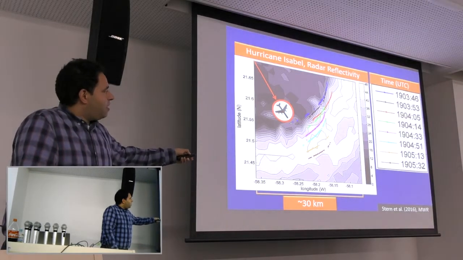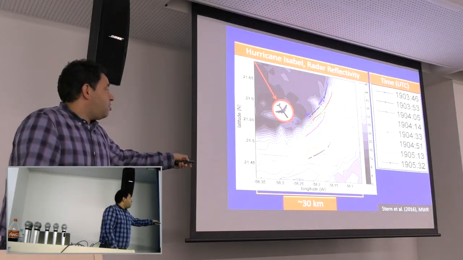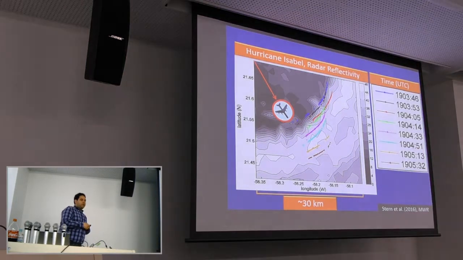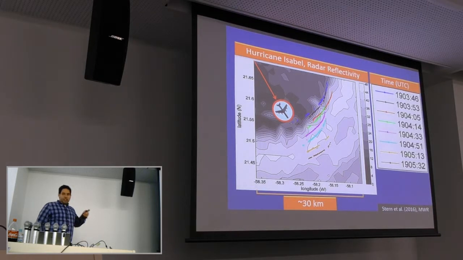So they're dropping sondes about 10 to 20 seconds apart from each other. So you get really fine radial resolution here. But this is not typical. We rarely have this.